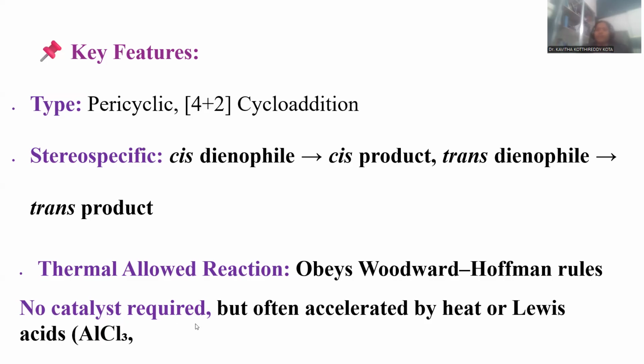No catalyst is required, as it is a concerted mechanism and addition process, and heat is the facilitator. Instead of a catalyst, you can perform the reaction, often accelerated by heat and Lewis acids such as AlCl3 and ferric chloride. All these compounds are able to facilitate the reaction, but are not necessary. The heat is compulsorily required in order to accomplish this Diels-Alder reaction.